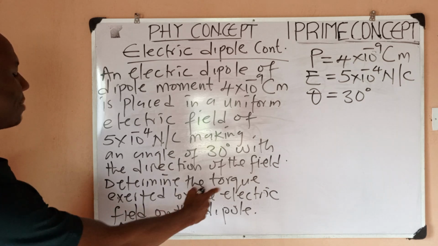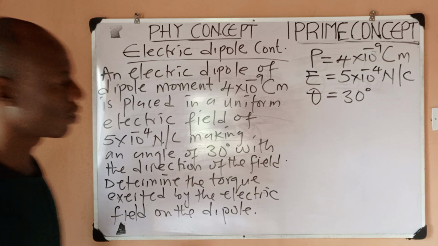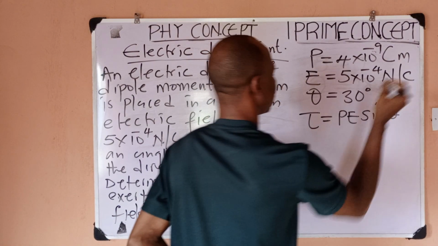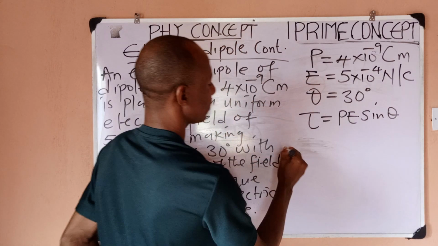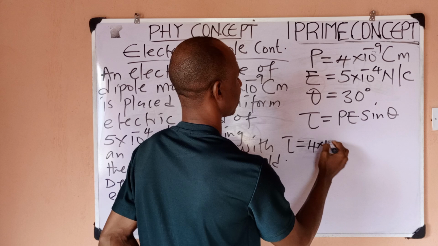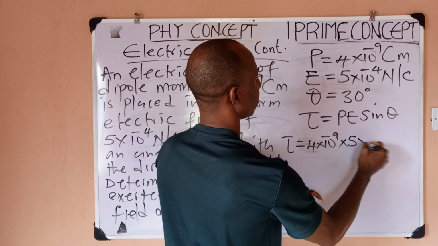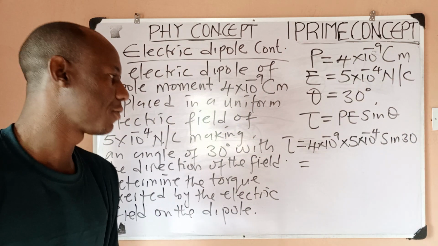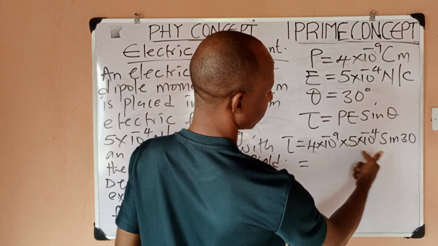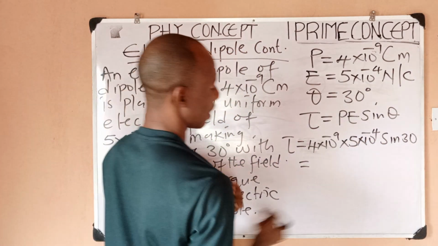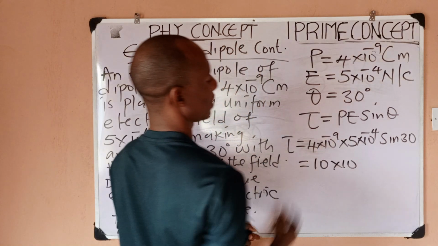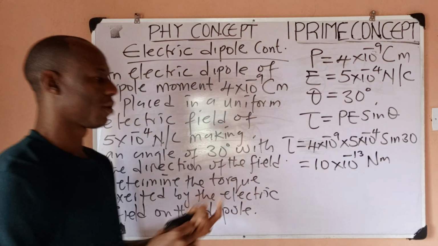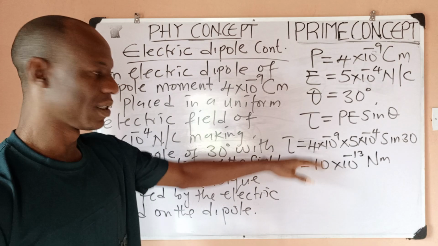So we're trying to find the torque exerted by the electric field. The torque is equal to PE sine theta, which is 4 times 10 to the power minus 9, times 5 times 10 to the power minus 4, times sine 30 degrees. 4 times 5 is 20, sine 30 is half, so 20 halved is 10. So I have 10 times 10 to the power minus 13, that is, minus 13 newton meter, the unit of torque. So this is the torque for the question.